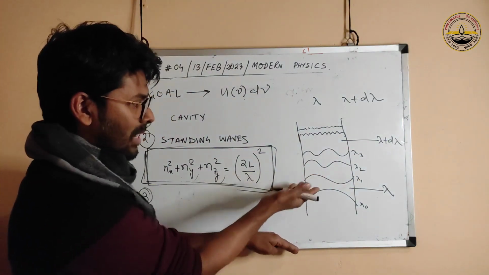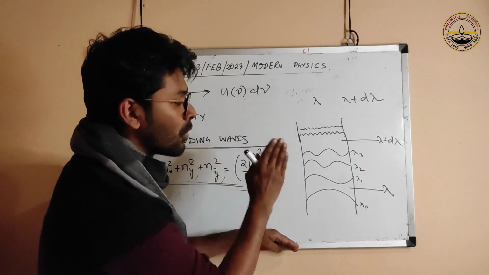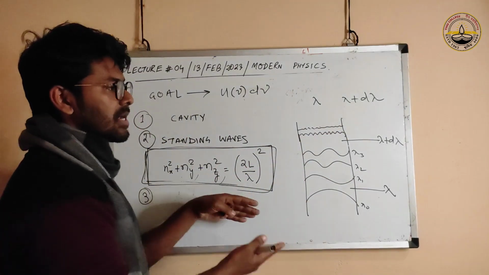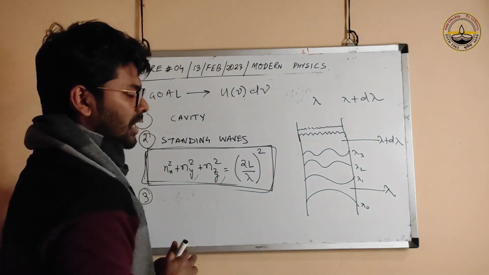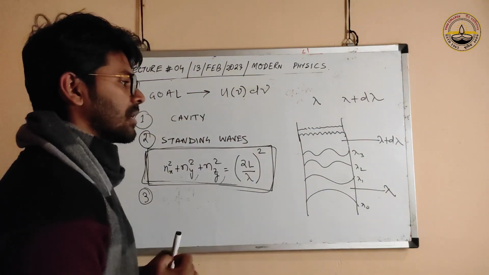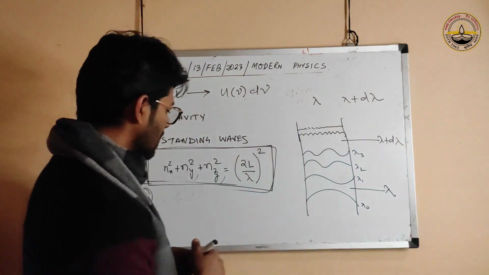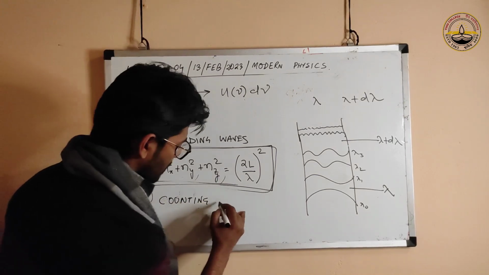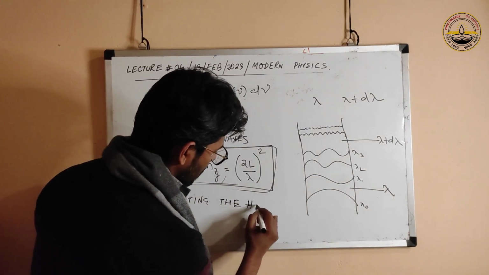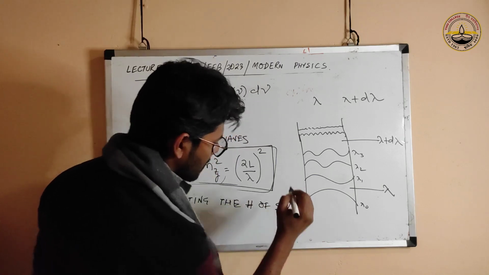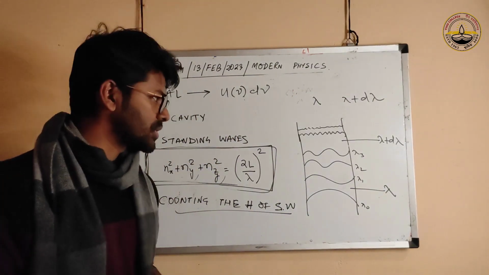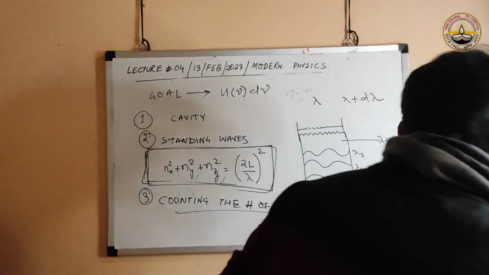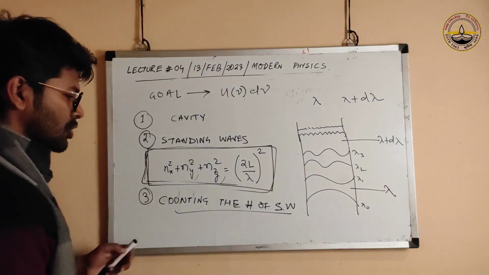And then if we know the energy of each of these standing waves, we multiply by the number of waves possible and we get the total energy radiated in this wavelength range. And so it's a problem of counting the number of possible waves. So the next point is counting the number of standing waves or normal modes. So counting the number of modes. So it's a problem of counting, and that's where we'll need some geometry.